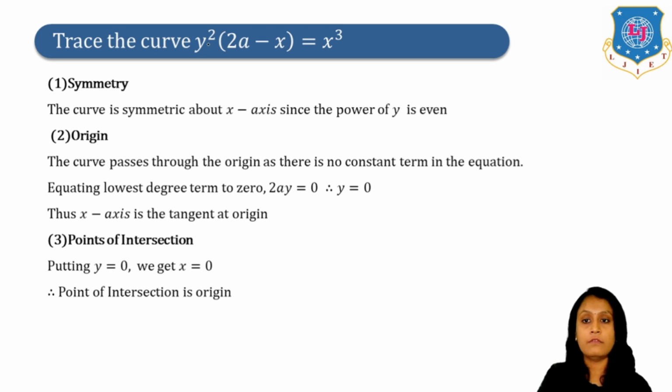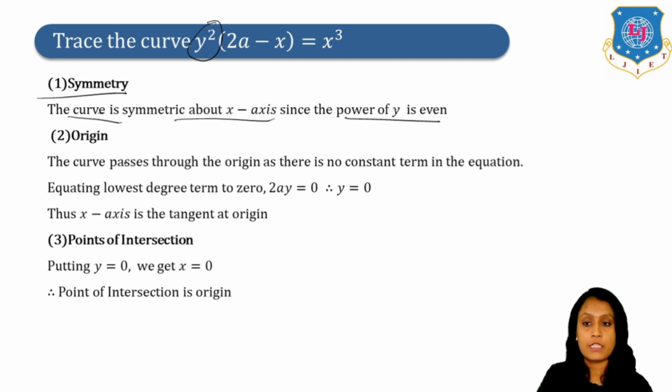Trace the curve y square into (2a minus x) is equal to x cube. That means we need to draw this curve without plotting points, using these properties. The first one is symmetry. As you can see, here we have y square, here x and x cube. So the power of y is even. Therefore we can say that the curve is symmetric about the x-axis because the power of y is even.